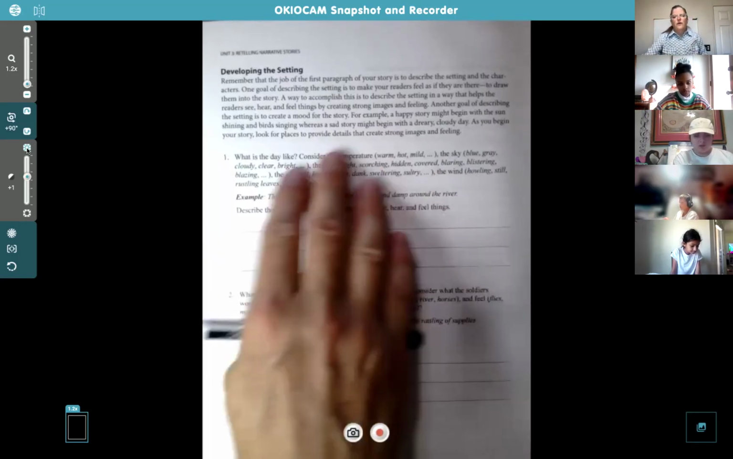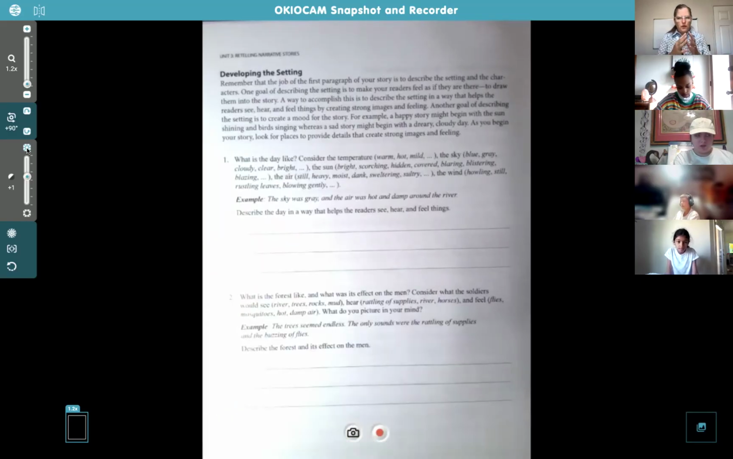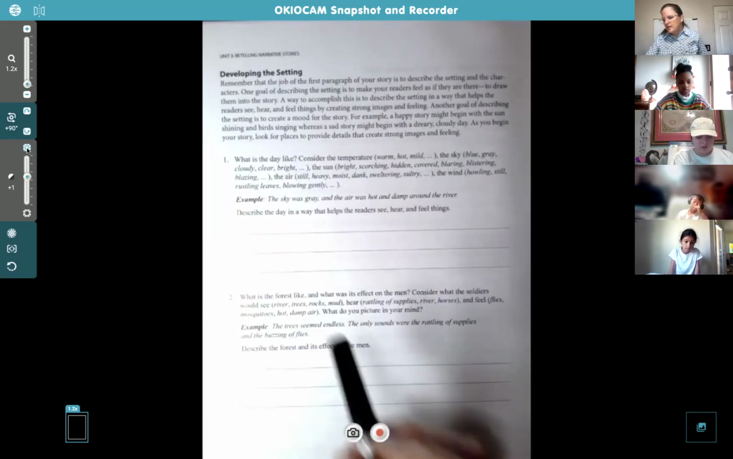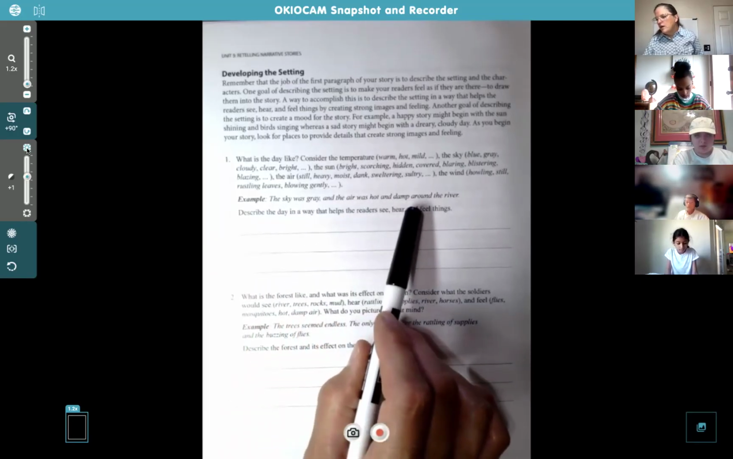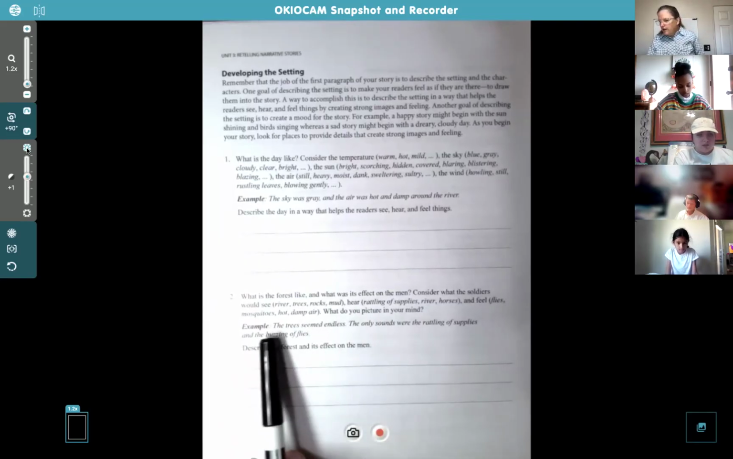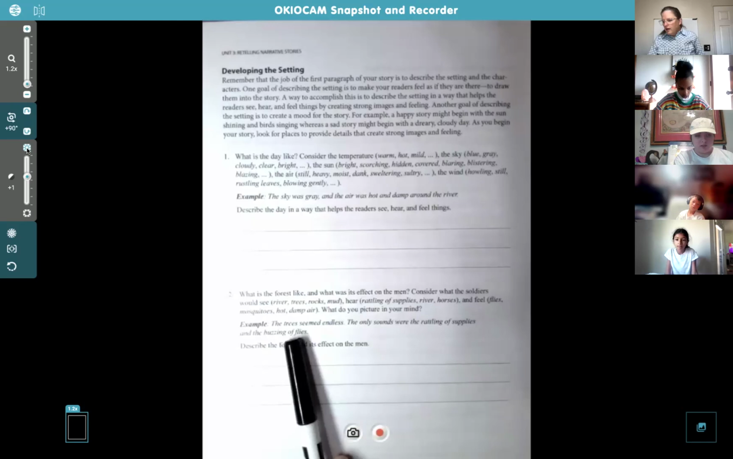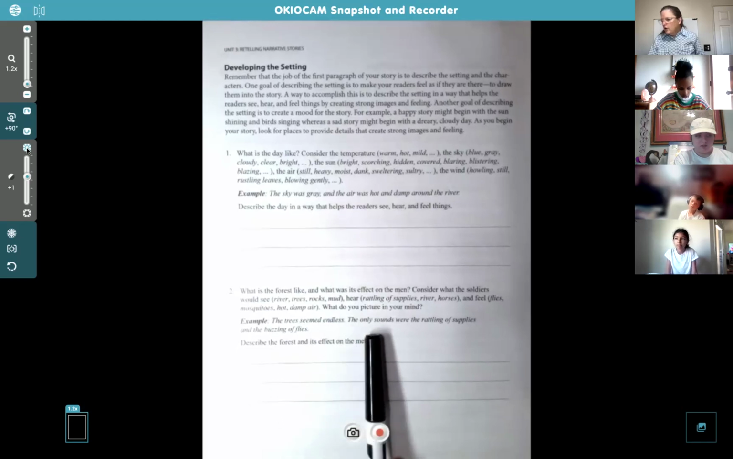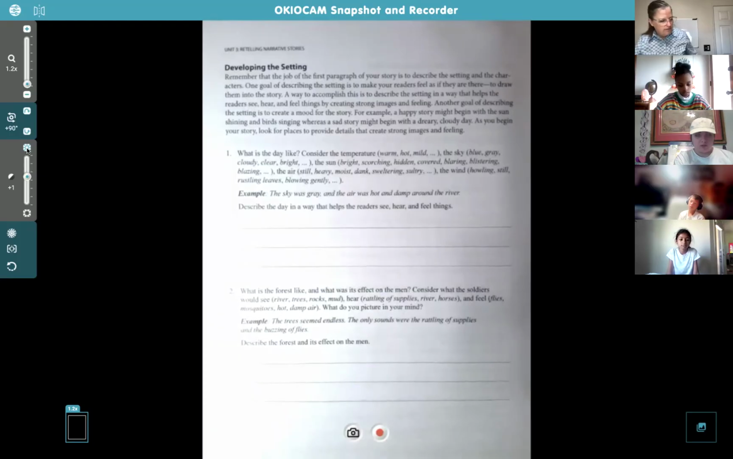So go through these questions and you can take notes here for your homework to help you come up with a way to set the scene. Here's the example. The sky was gray, the air was hot and damp around the river. And here's another example here. What was the forest like when they were in that part of the story? The trees seemed endless. The only sounds were the rattling of supplies and the buzzing of flies. And that just really creates like a movie scene almost in your head.